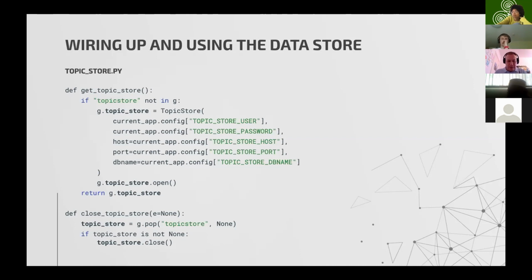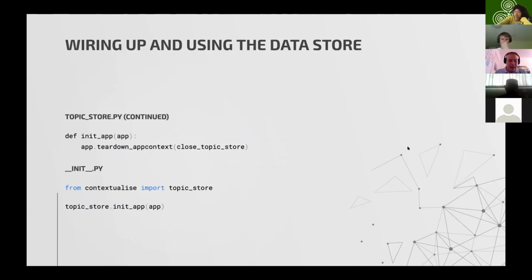Obviously, it's request-response based, and once the responses come to an end, it also needs to close the connection to the backend. So you also provide another method, the close topic store, and then you need to register that with the Flask application, so that at the end of the request-response it knows it needs to call this method. In my case, it's app.teardown_appcontext with close topic store. It calls that method, and then the connection is closed.